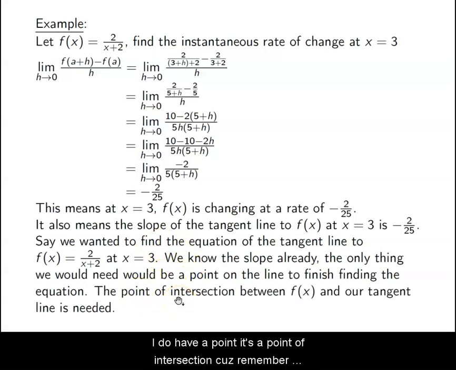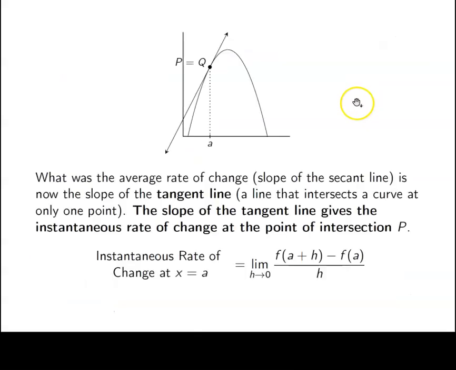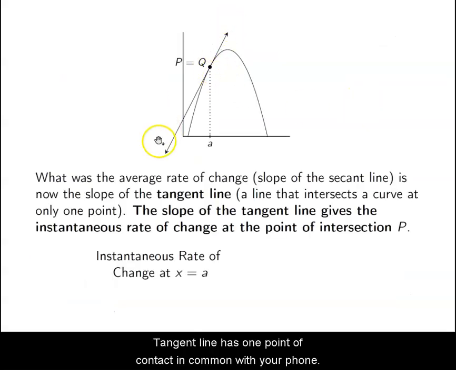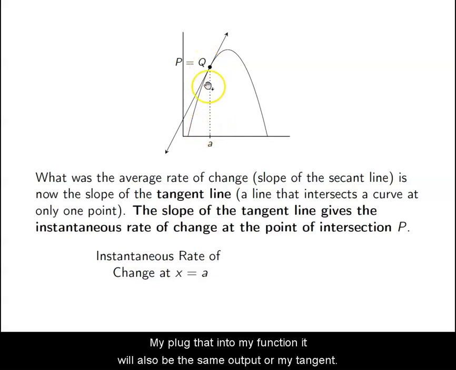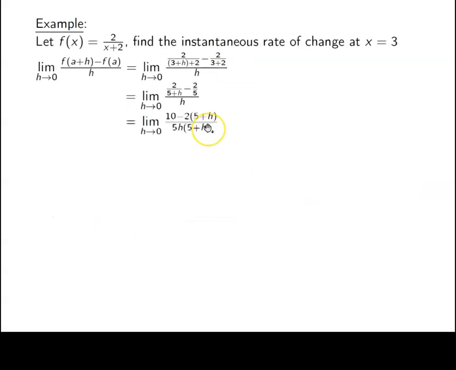So I do have a point. It's the point of intersection. Because remember, I'm interested in what's happening at this point. The tangent line has one point of contact in common with your function. So whatever this point is, in this case 3, if I plug that into my function, it will also be the same output for my tangent line.